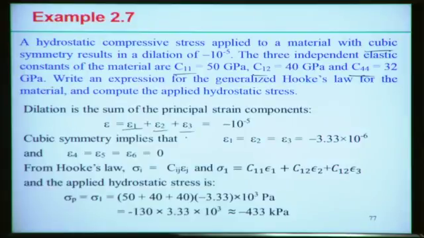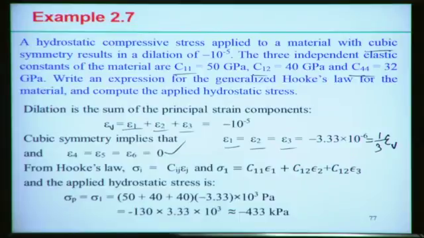So definitely the volumetric strain is the sum of these components, and since it creates the hydrostatic stress, due to the cubic symmetry it implies that epsilon 1 equals epsilon 2 equals epsilon 3, each 1/3 of the volumetric strain here. And then the other shear components will be 0 due to the symmetric nature of these things.